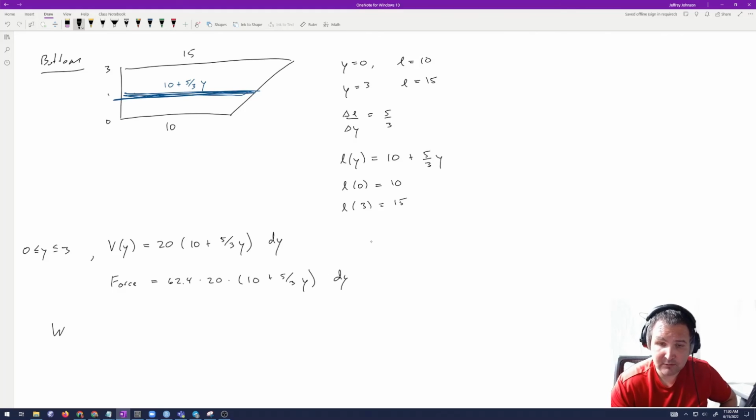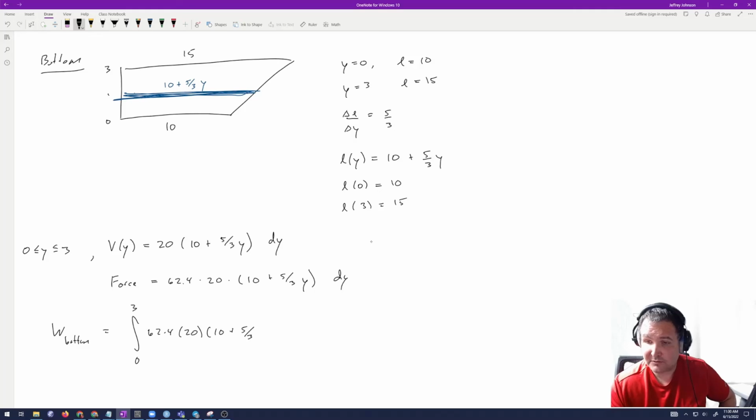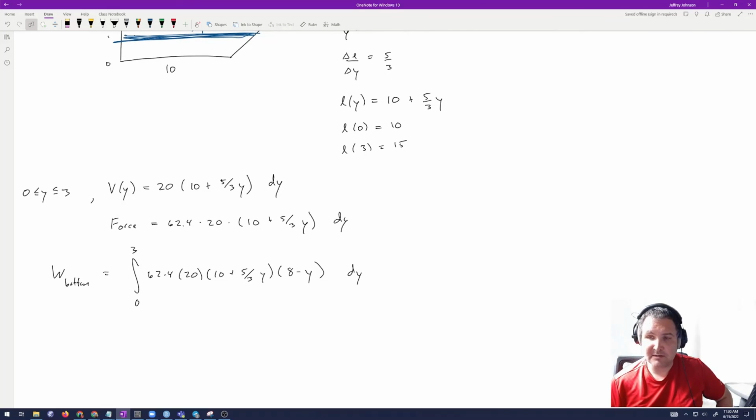So the work, we're ready to write the work of the bottom. It's the integral of y goes from the bottom to 3 feet of 62.4 times 20 times 10 plus 5/3 y. So all of that is our force. And then our distance that we had to cover is 8 minus y. Okay, and when you multiply all that out, it's just a bunch of numbers, and it's a polynomial, a relatively easy thing to integrate. And we end up getting 299,520, in this case, foot-pounds.